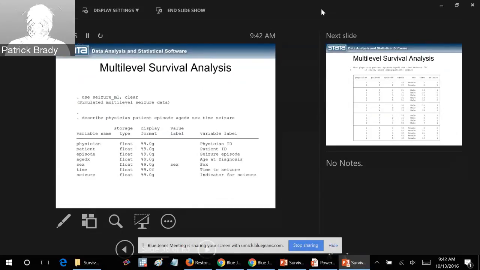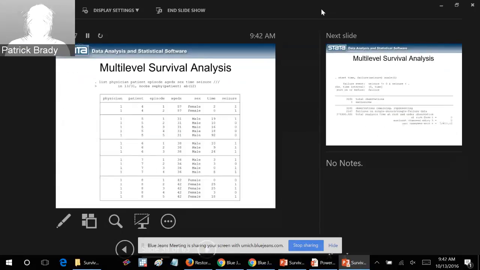I'm going to assume that I have seizures. Let's say that I follow patients between seizures. So I follow them for a while after a visit, see if they have an epileptic seizure or not. And I have repeated episodes. This is nested within patient, obviously. And then maybe I want to take into account that there's a physician effect. So I have a physician ID, a patient ID, an episode, and I have the age at diagnosis when the person was diagnosed with epilepsy. I have their sex, I have the time until they have their seizure, and then I have an indicator for seizure. So I'm going to ST set, this is just a quick listing of the raw data.